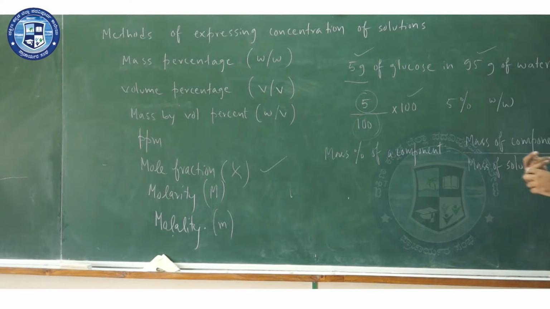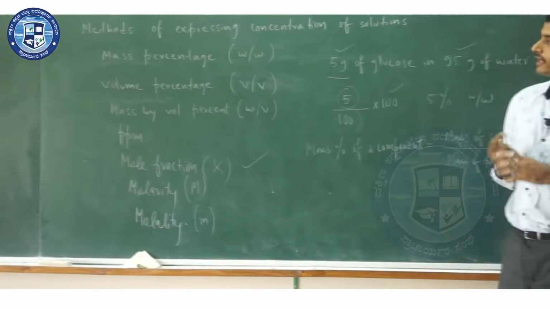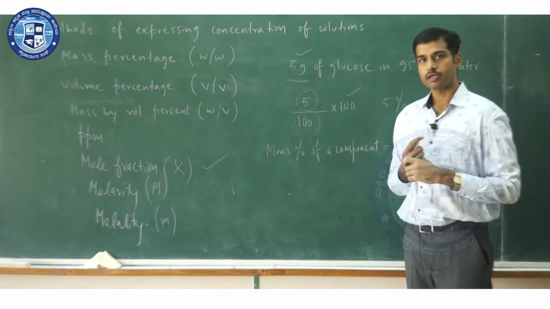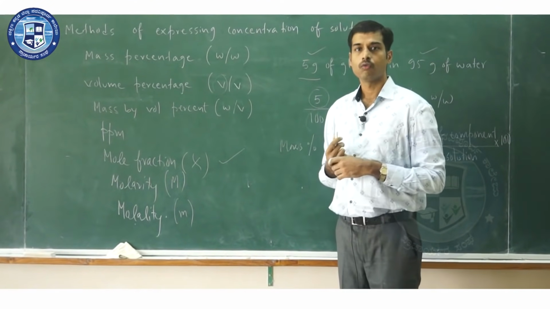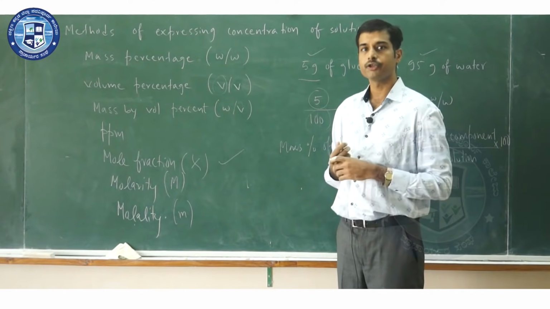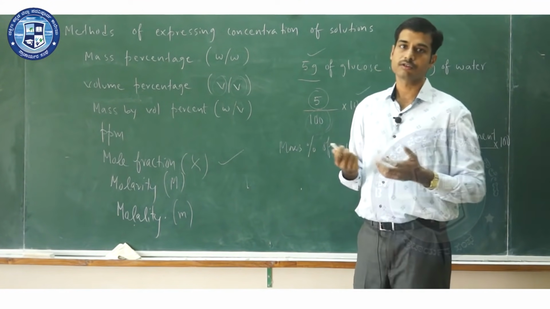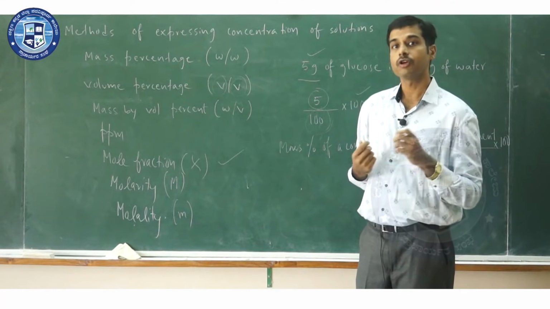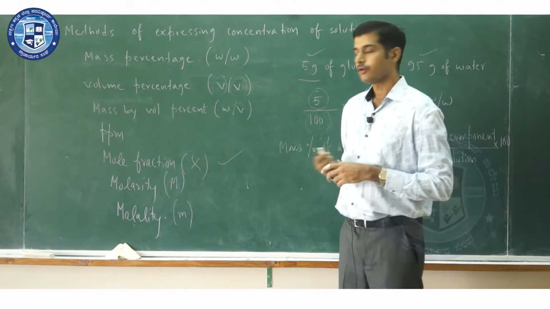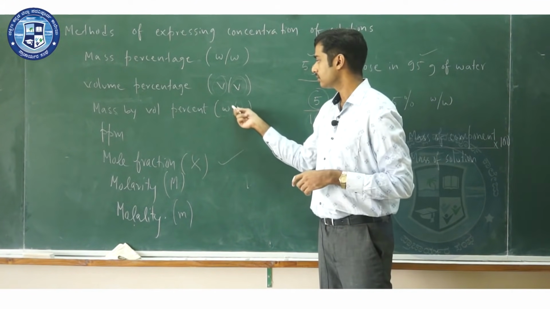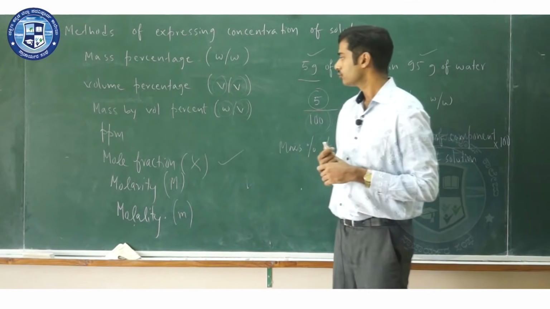Just like you have concentration expressed in terms of mass percentage, you can express it in terms of volume percent also. The only difference will be that the mass of solute is expressed in terms of volume, say milliliter or centimeter cube. Even the mass of solution is expressed in terms of milliliter or centimeter cube, in units of volume. In mass by volume percent also, you have mass expressed for the solute, whereas volume for the solution.